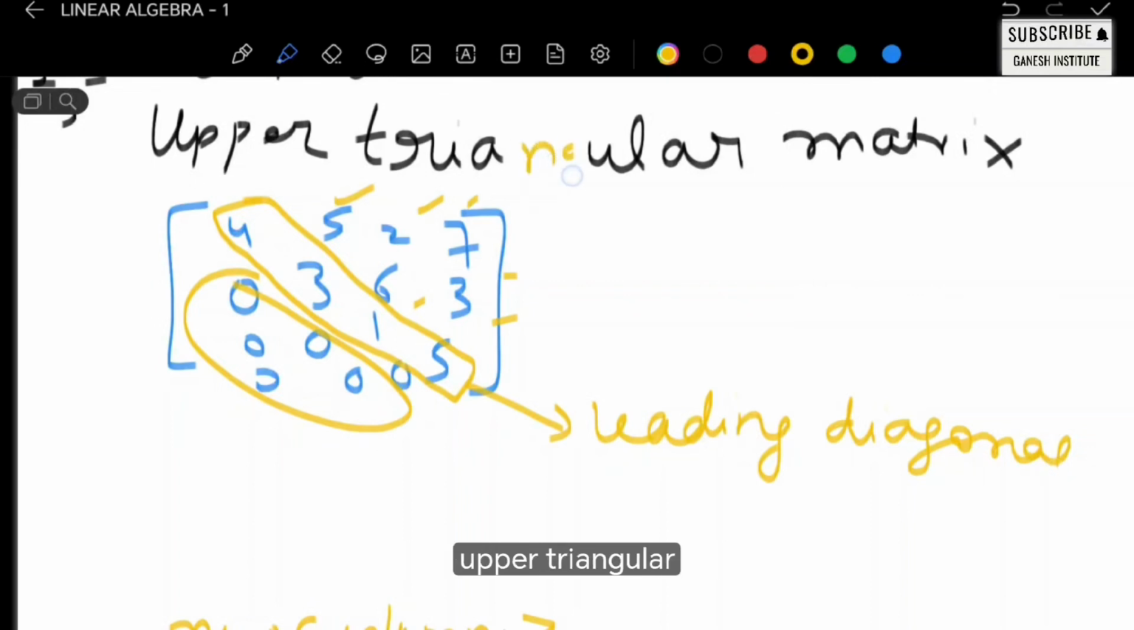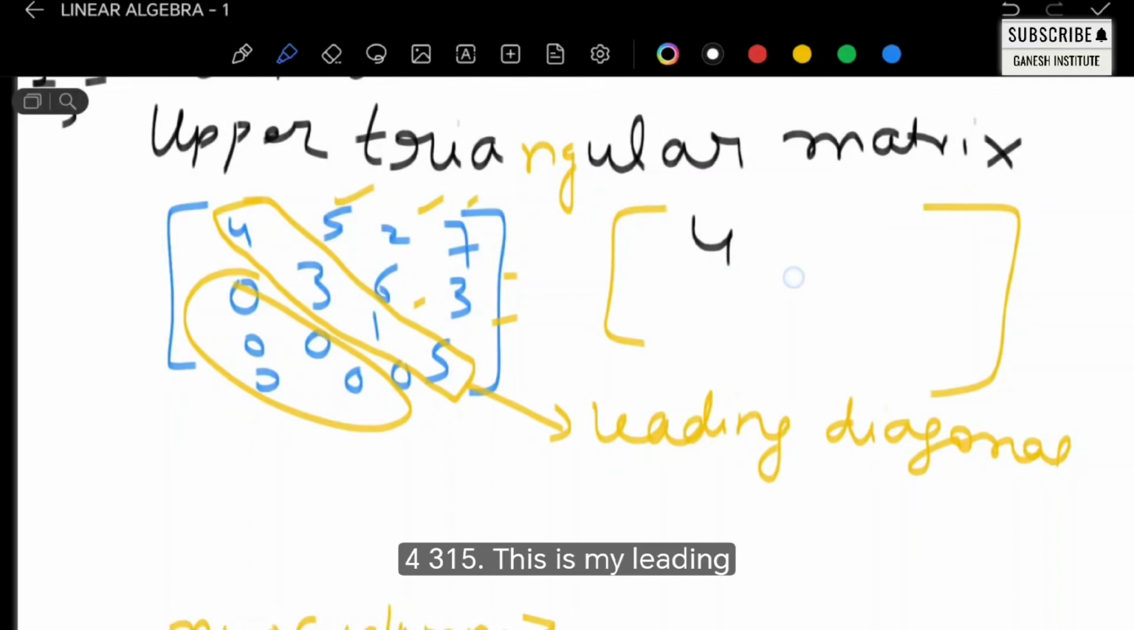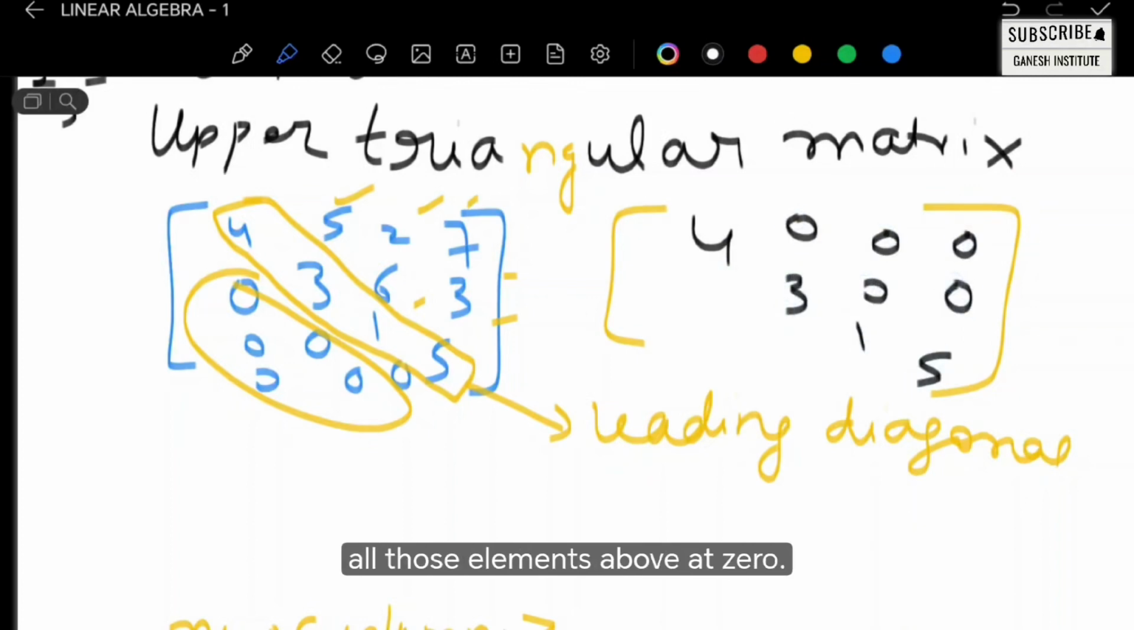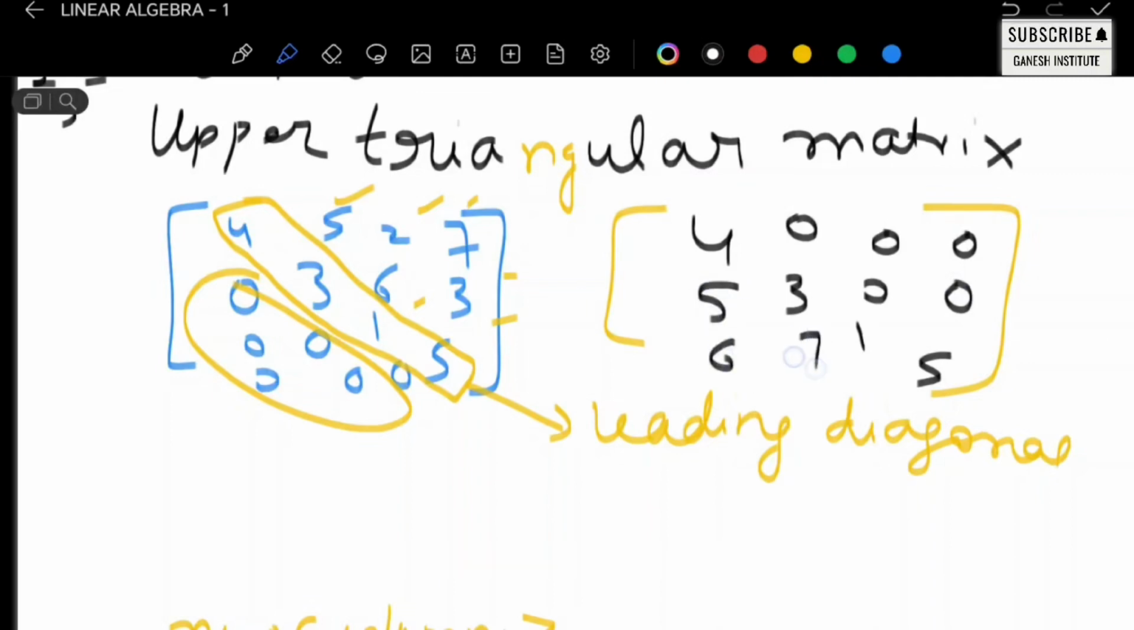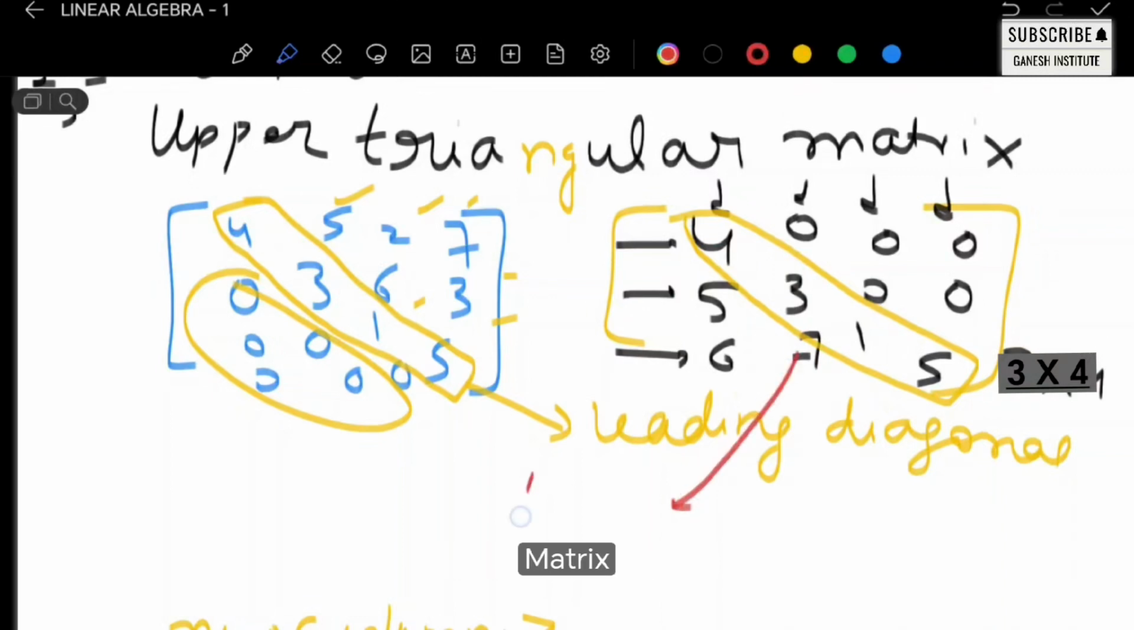Okay, upper triangular matrix. Whereas if I would have written this one, for example, 4, 3, 1, 5, this is my leading diagonal. I have considered all those elements above it 0. Can you see? This one is the leading diagonal. Upper elements are 0. So it is a lower triangular matrix. Okay.